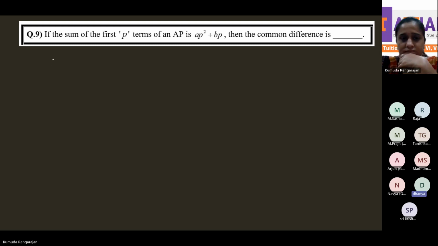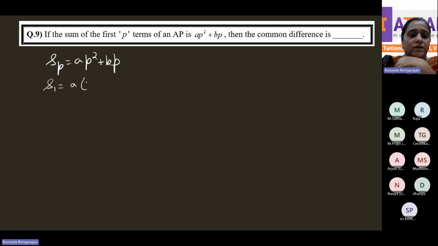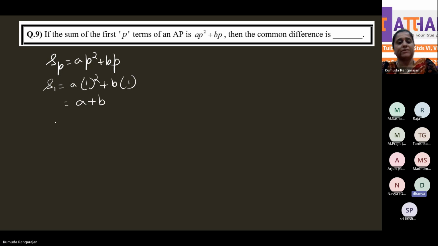So sum of P value is AP square plus BP, ma'am. So when the value is 1 we get A into 1 square plus B into 1. Okay. So you get A plus B. Correct. When P is equal to 2, A of 2. Now, what is S1 actually? What does S1 represent, Danya? Sum of the first, ma'am. The sum of the first term. That means it's nothing but the P.